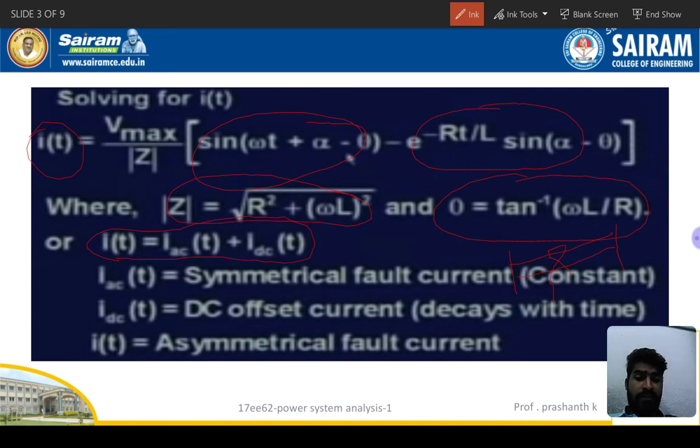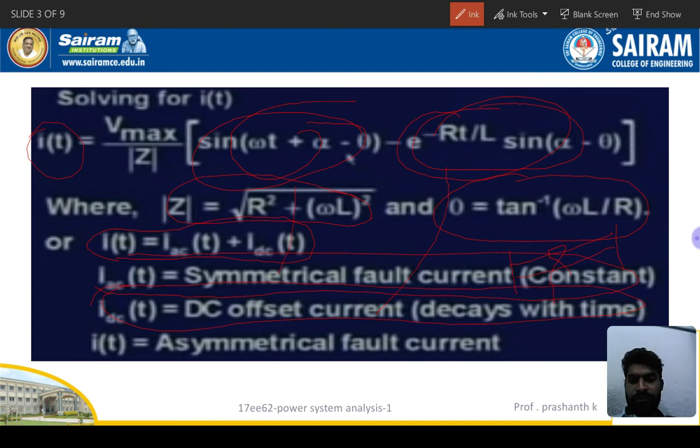If the current reaches an extreme or higher level, automatically the wire will get damaged, or a circuit breaker will be there for safety, but the fault will occur. So IAC is the AC component when the fault occurs. IDC is the DC offset current when the fault occurs. The DC component dies out, decaying like e raised to exponential. This part is this one.